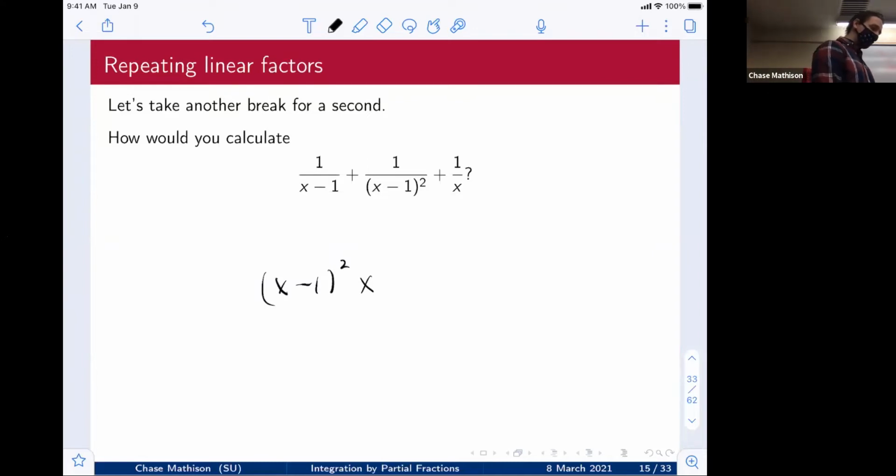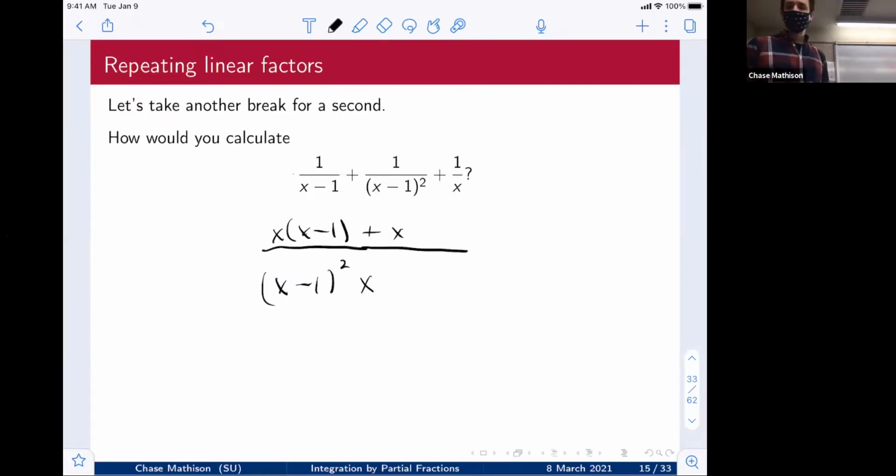Well, to do that, I would multiply the first term by x times x minus 1. I would multiply the second term by x, top and bottom, and I would multiply the last term by x minus 1 squared, top and bottom. Okay.